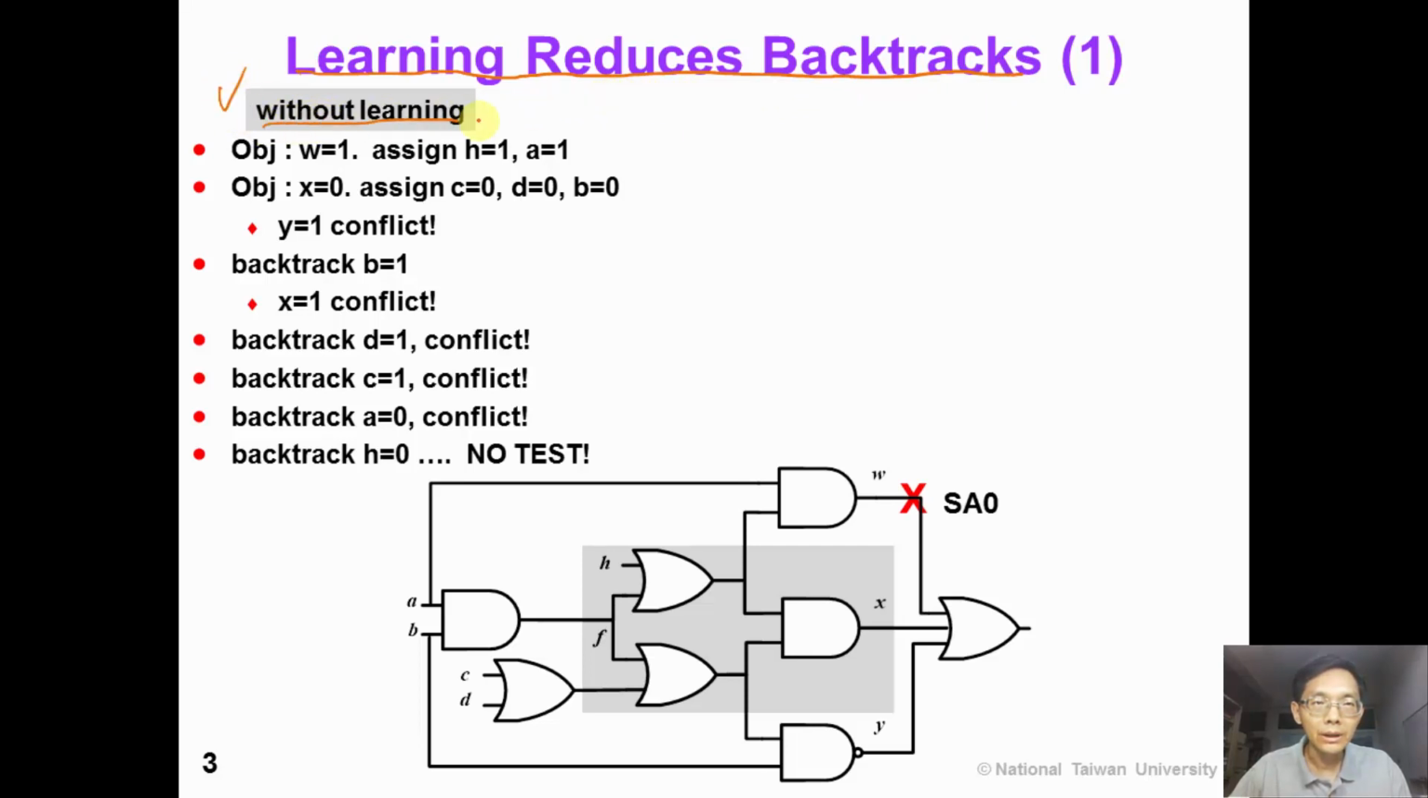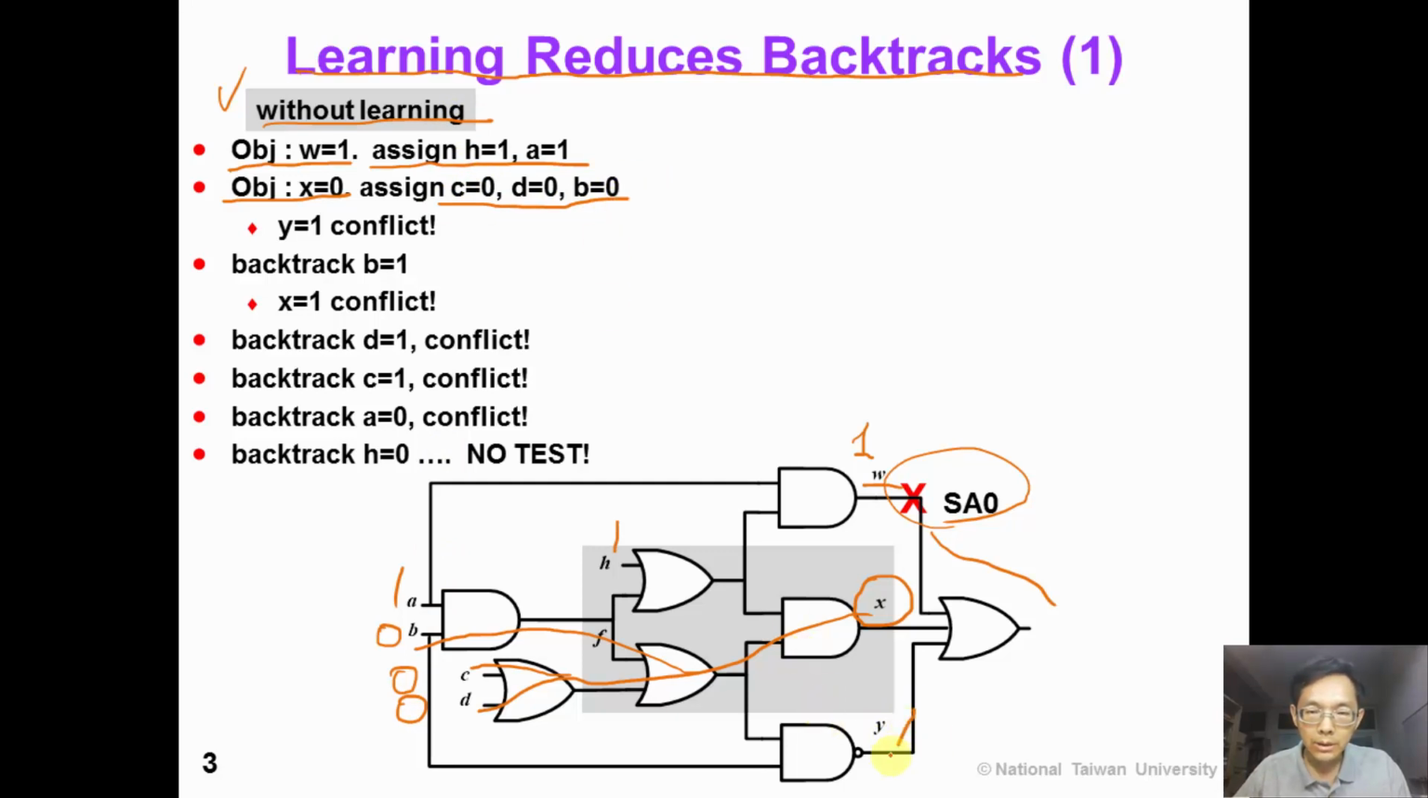Suppose that we don't have learning and we want to generate a test pattern for W stuck at 0. So our objective is W equal to 1. Now we can assign H to 1, A to 1. Our next objective is we want to propagate the fault effect to the primary output. So we want X to be 0. Suppose we don't have any information about the circuit, so we would perform backtrace to CD and also to B. So we would assign them to be 0. But actually, this is a conflict because Y would be equal to 1, which would block the propagation of the fault effect. So we need to backtrack.